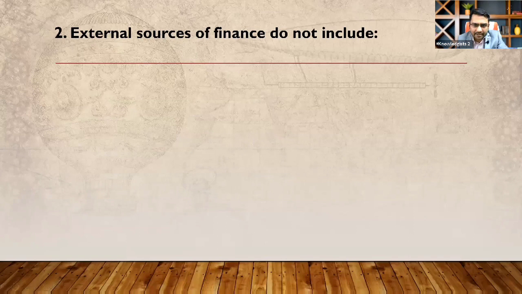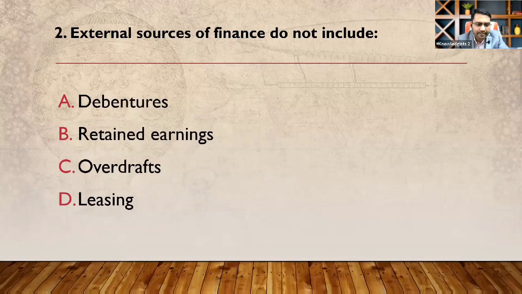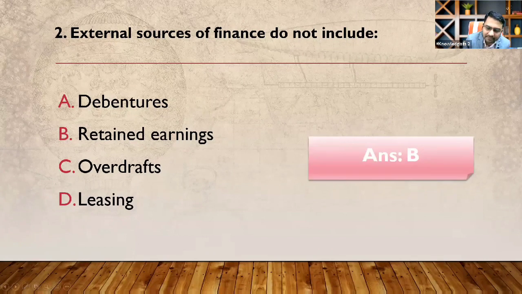Second question on your screens. External sources of finance do not include: debentures, retained earnings, overdraft, leasing. Yes, many people are saying retained earnings. Very good. You people understood the concept very well. Great.